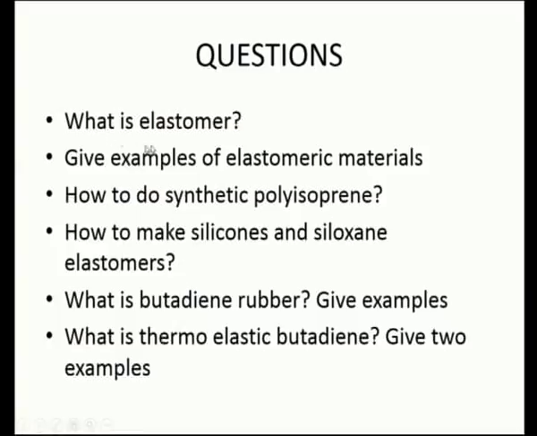Questions for today's lecture: What are elastomers? Give examples of elastomeric material. How to make synthetic polyisoprenes, and how to make silicone and siloxane elastomers? What is butadiene rubber? Give examples. What is thermoelastic butadiene? Give 2 examples.